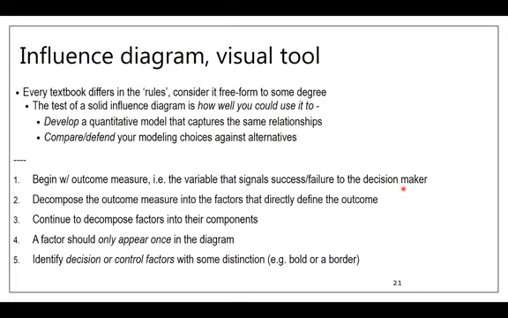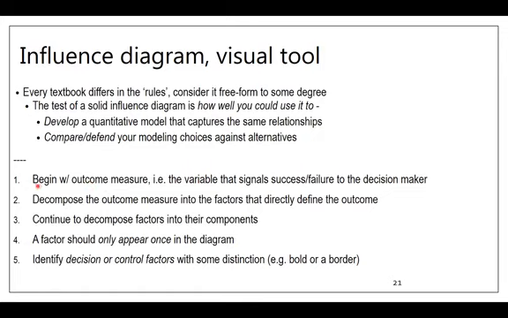A good rule: every one of these textbooks, I've reviewed them all, has some different rules they say to follow. I consider it to be a free-form exercise as long as you know what you're doing. As long as you're being deliberate and not skipping steps, then you're probably doing well. A good question to ask yourself is, how well could you use this to, one, develop your quantitative model, capturing those same relationships, and two, compare or defend your modeling choice against some alternative? If somebody started asking you questions, could you show them your diagram and make the case for what's been done?